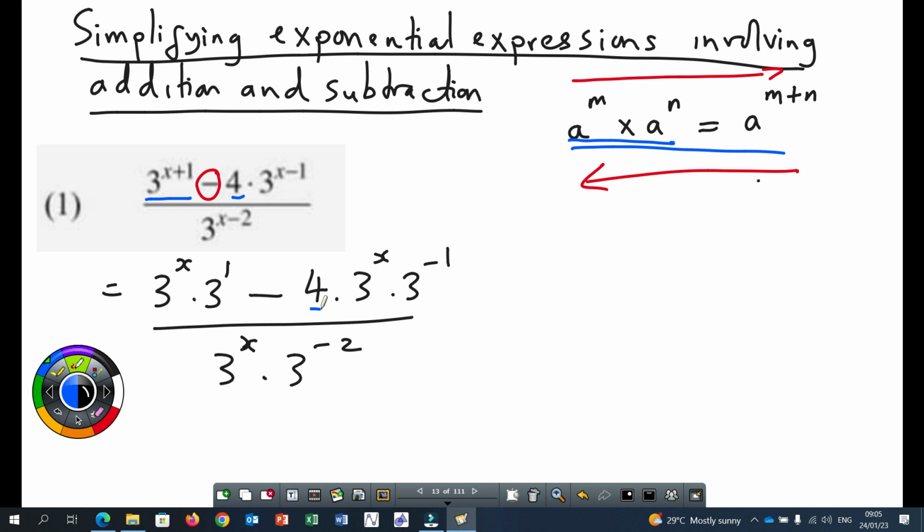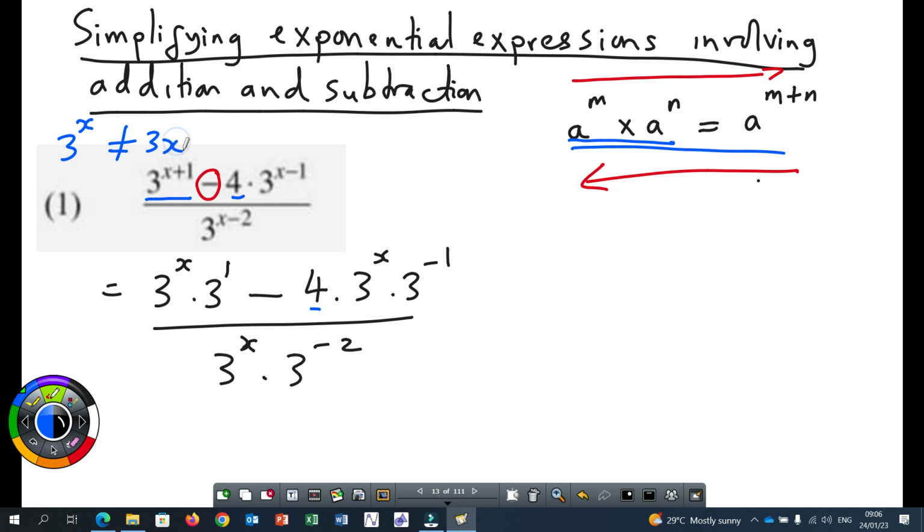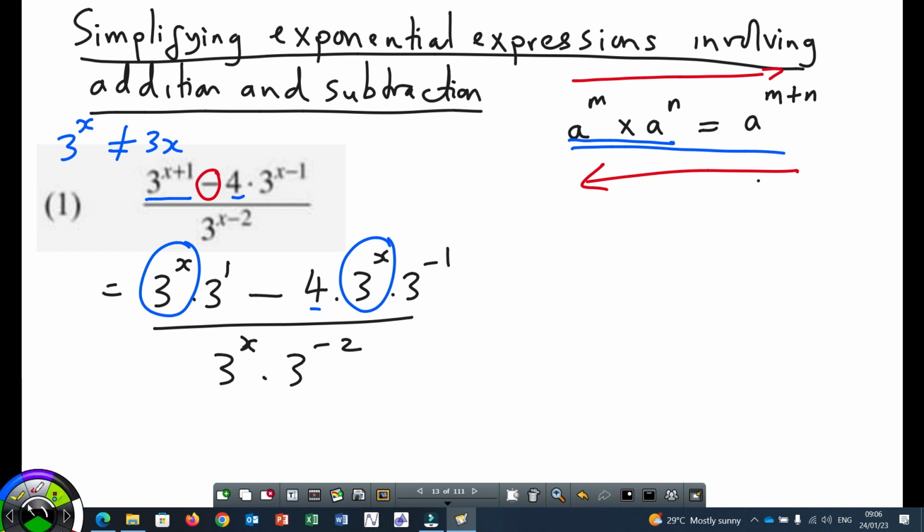All right? Now, by observation, do you see any common factor in the numerator? What is that common factor? It is 3 to the power of x. Please, it's not 3x. 3 to the power of x is not equal to 3x. It's 3 to the power of x. So that is our common factor, and I'm going to take it out. So we are back to factorization now. But you are in grade 11, so this should not be unusual.